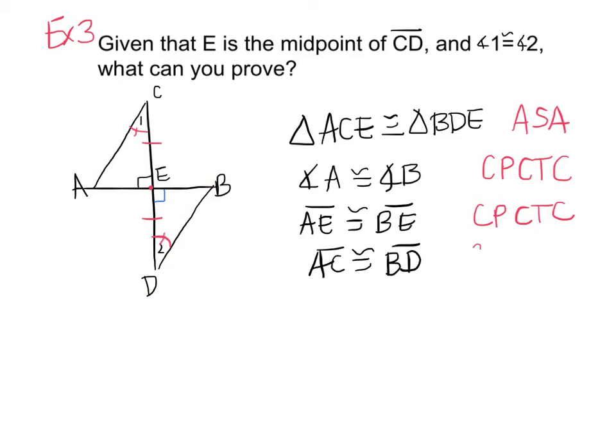Why? Well, you guessed it. Corresponding parts of congruent triangles are congruent. So if they ask me this question, hey, what can you prove? Well, I could say any of these. All of those would be true. I could prove any of those. Once I showed that the triangles were congruent, I could prove all of this stuff.